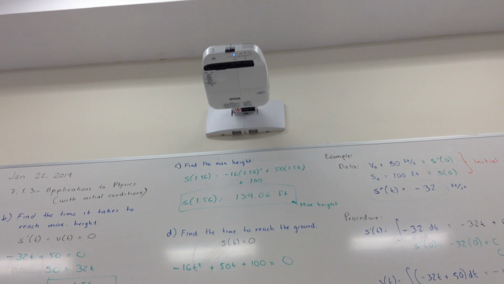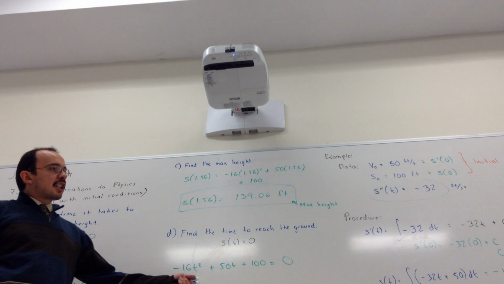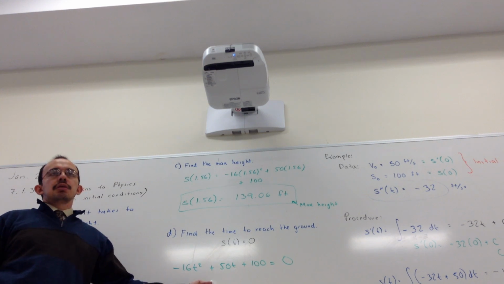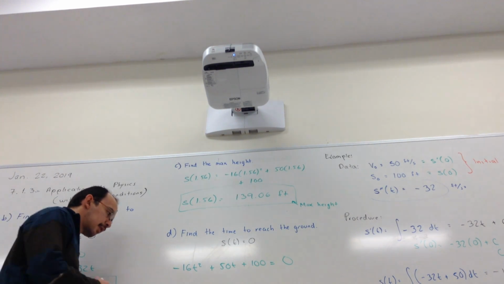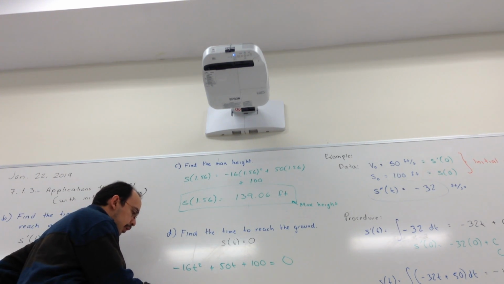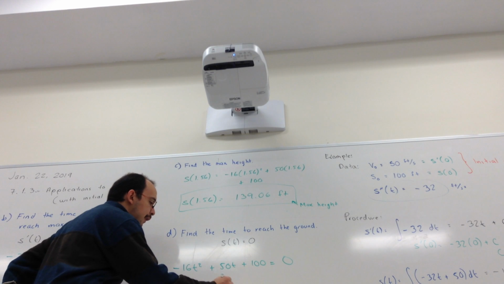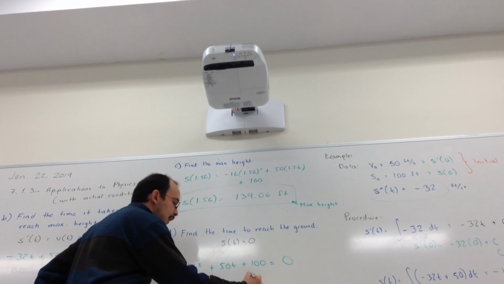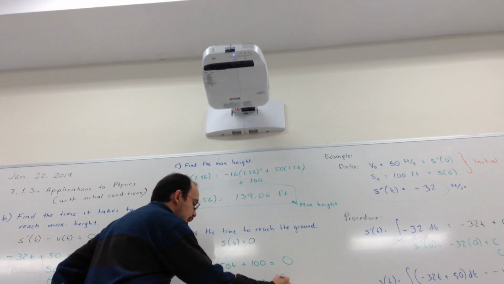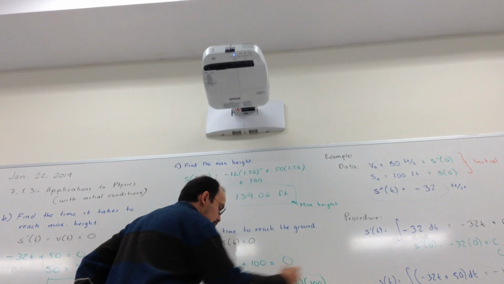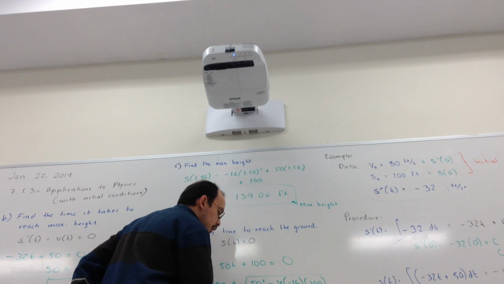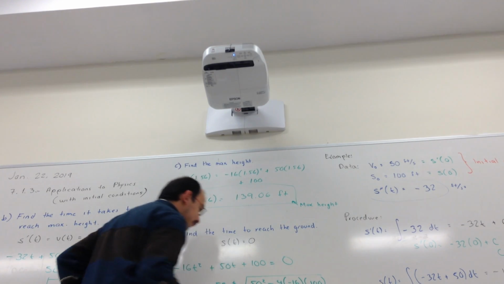So if you want the general formula, better. If you can simplify, you could by factorizing. It's up to you. But in this particular case, factorizing is not good. So the general formula is always more reliable. t1,2 equals minus 50 plus or minus the square root of 50 squared minus 4 times minus 16 times 100, over 2 times minus 16.